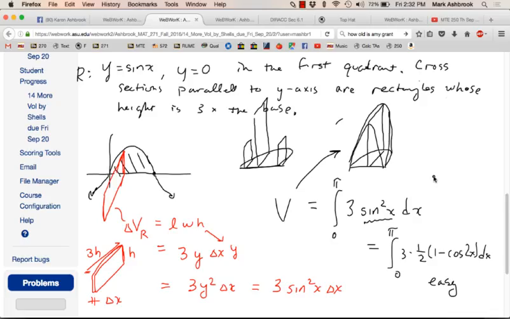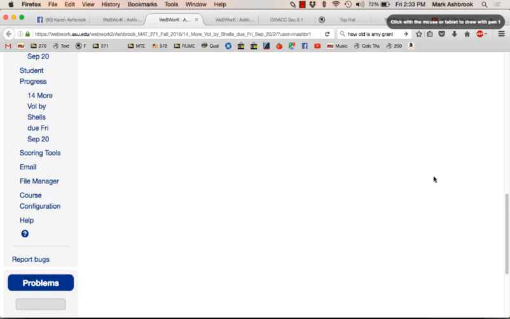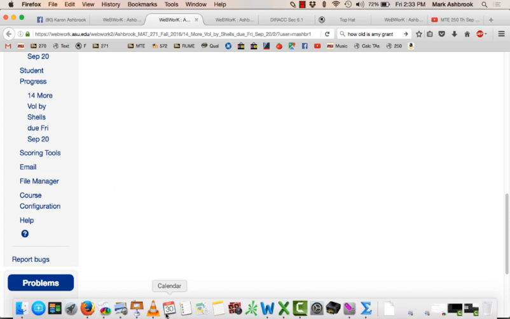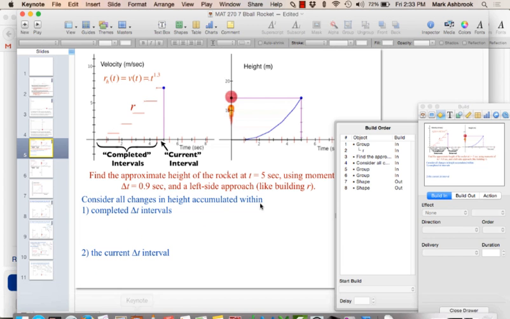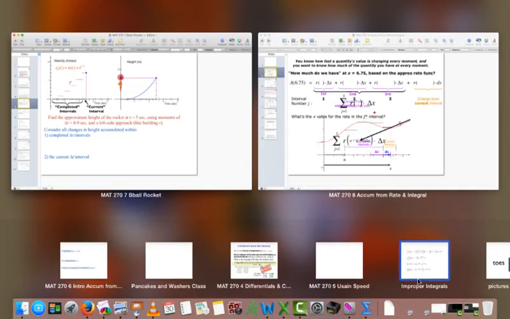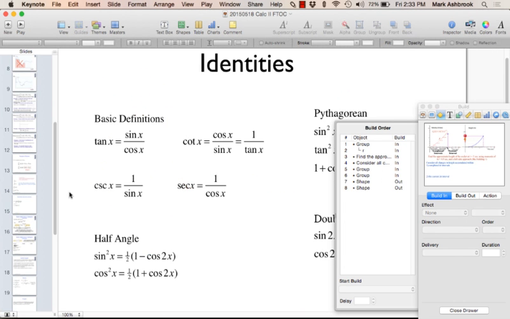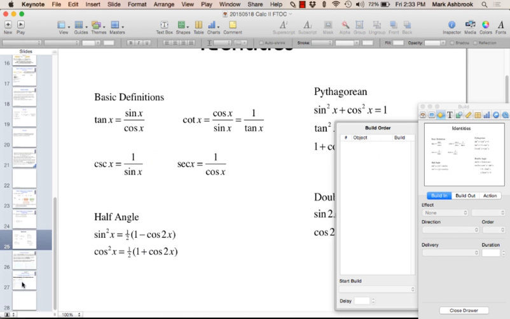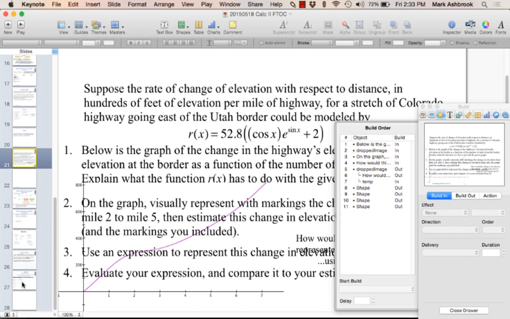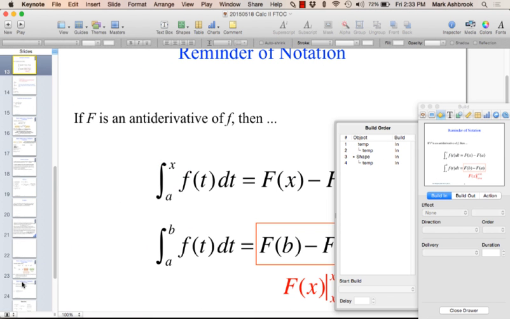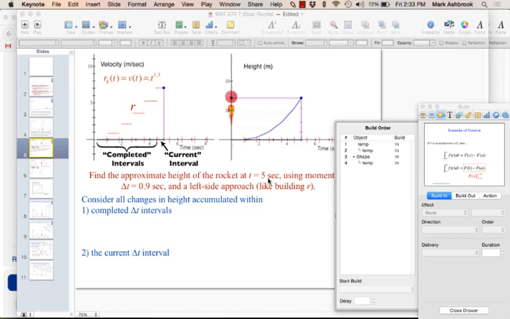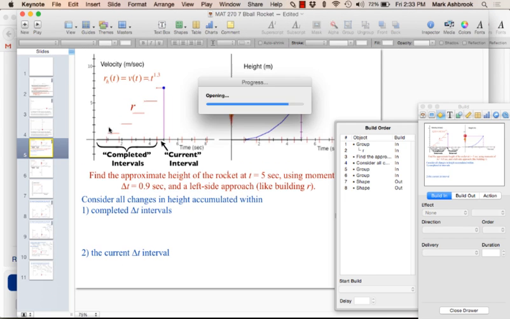Okay, so let's move on from volume then. We're done with volume. So let's see if I can find the PowerPoint. Okay, so remember this.